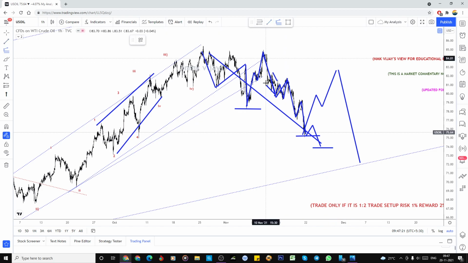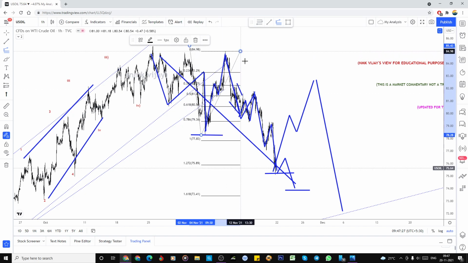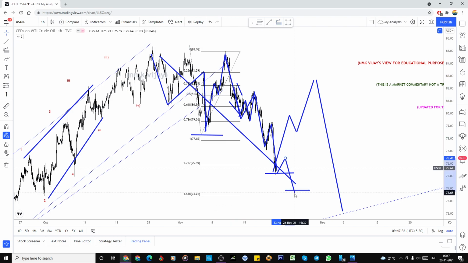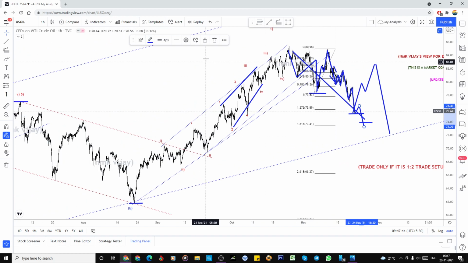But now everything what we are all expecting, see here, and the rejection, it is at the 1.2722. And what is the A, B, C? It could be 1.618. So there is a chance for making one more low also. So if it reaches here, we need to be on the buy side. So where we have to place the stop loss, that you need to watch.